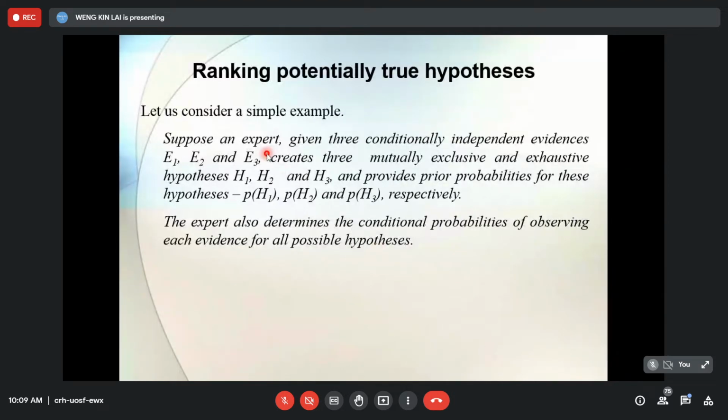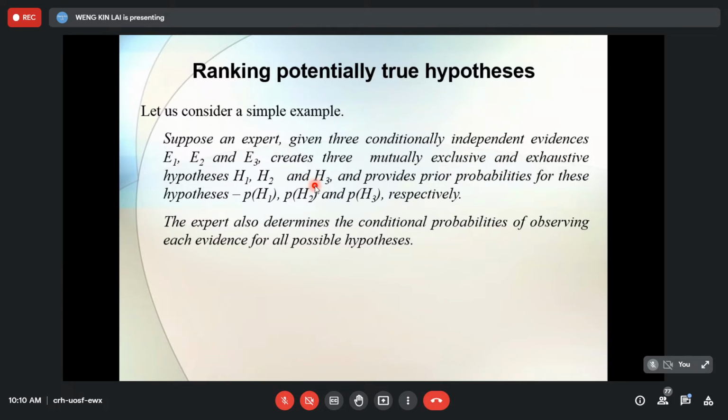Suppose an expert is given 3 conditionally independent evidences. The evidence must be independent. Each of them cannot depend on the others. So those conditionally independent evidences, E1, E2, and E3, then create 3 mutually exclusive and exhaustive hypotheses, H1, H2, H3. So as a result of these 3 independent evidences, your E1, E2, and E3, result in 3 mutually exclusive and exhaustive hypotheses, which are your H1, H2, and H3.